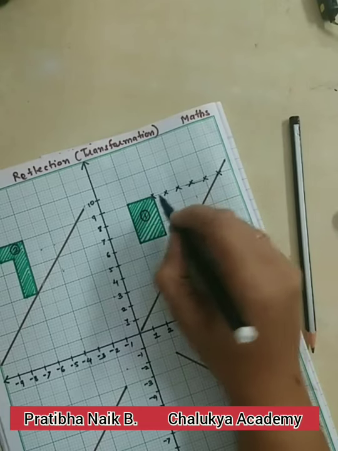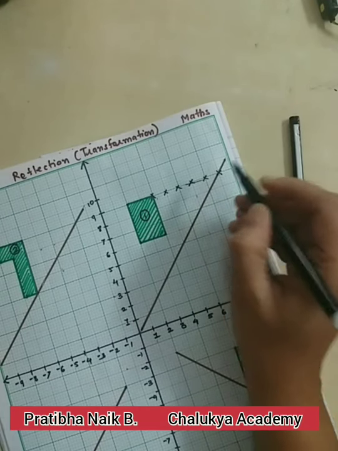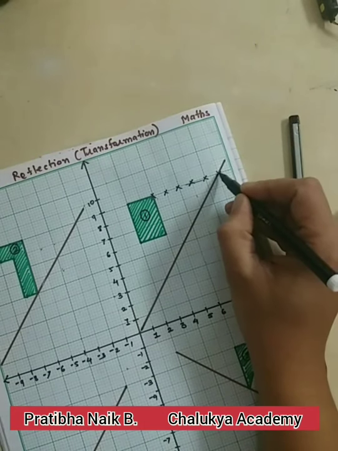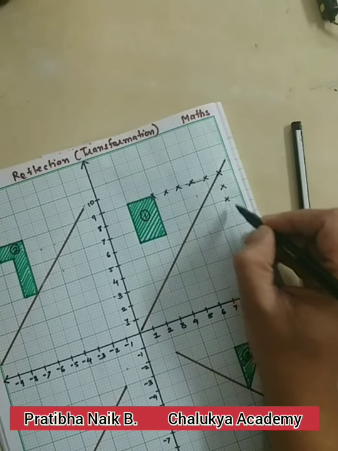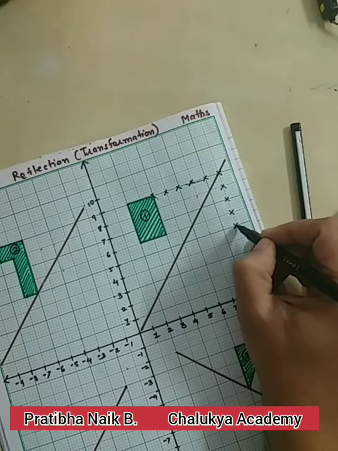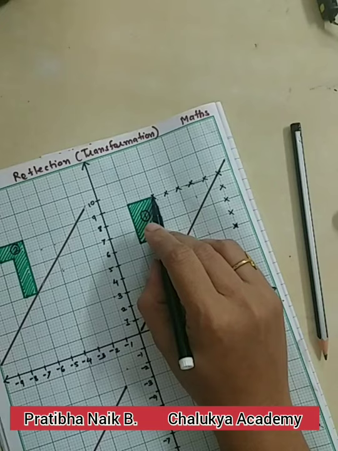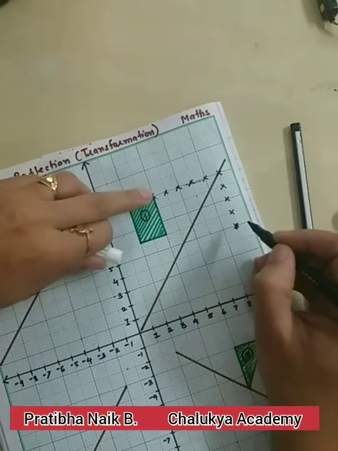Now I have moved 5 units ahead horizontally. Now I will move 5 units down vertically. So this is first, second, third, fourth, fifth. So this is the last position of the given point. So this is the image of this point.